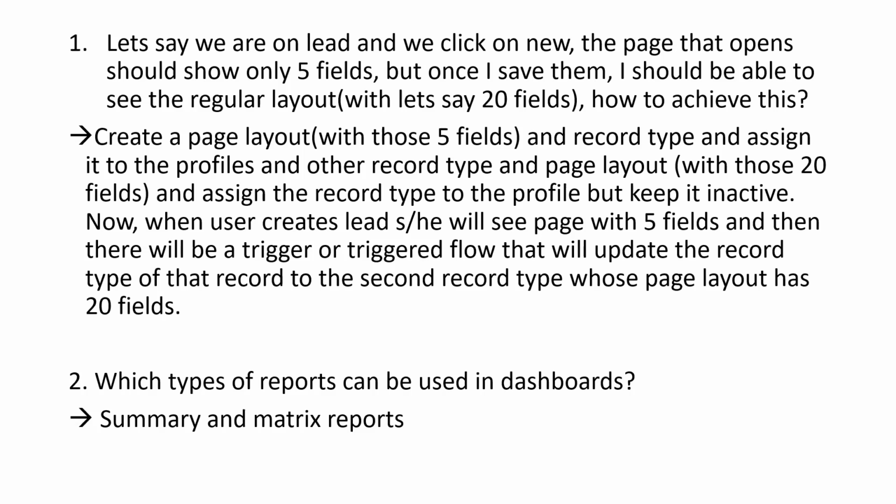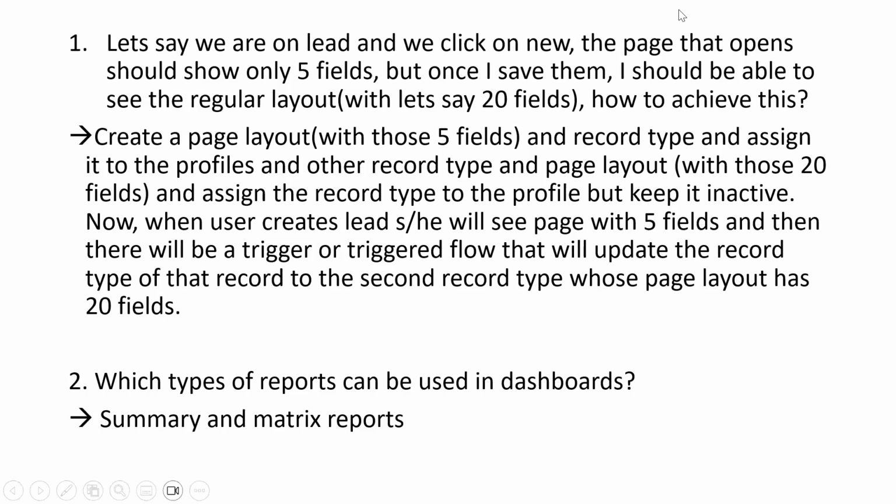Now, first when I create the lead, I would use the record type 1, and that is how only 5 fields will be displayed. But then in the backend, I would create a record triggered flow. And I would say that whenever a record is created, change the record type from record type 1 to record type 2. So the moment I save, the record triggered flow would change the record type automatically to record type 2. And this record type 2 has a page layout assigned wherein we have 20 fields or all the fields.